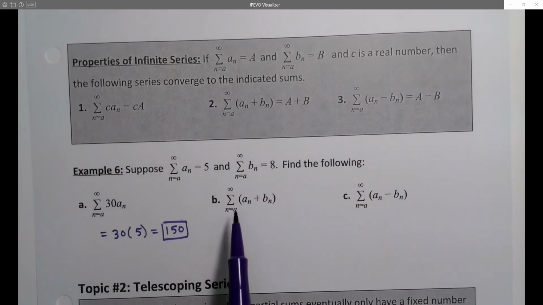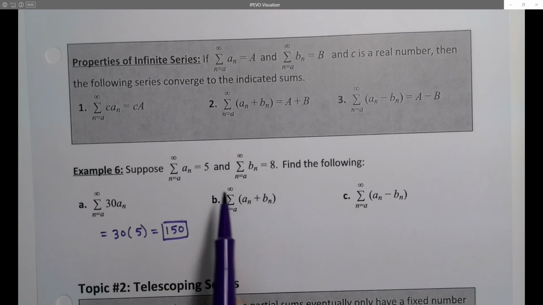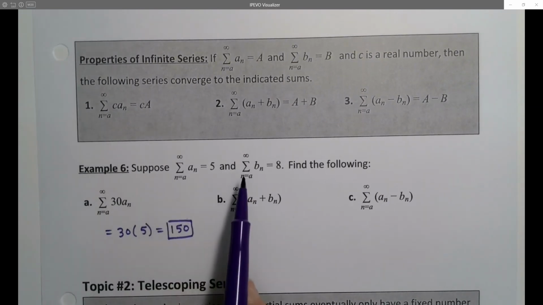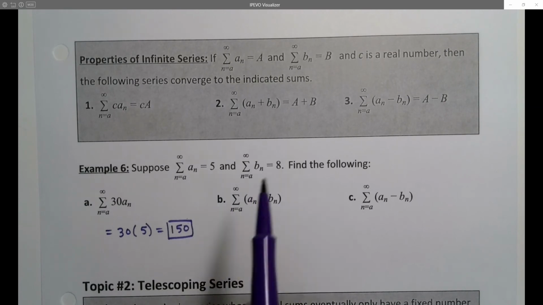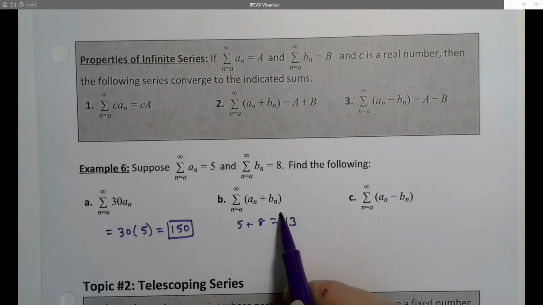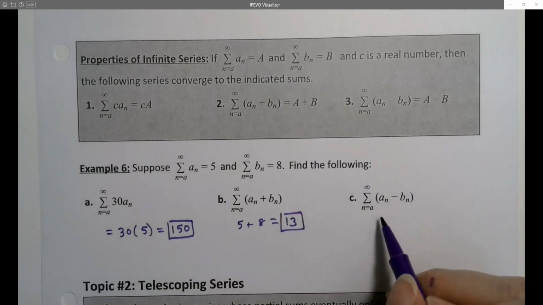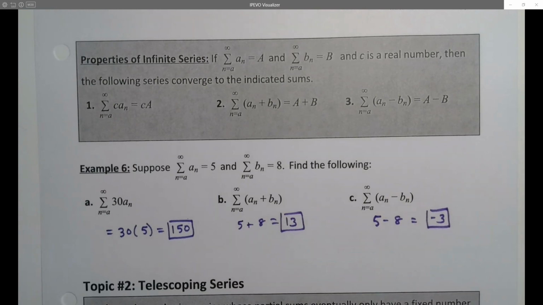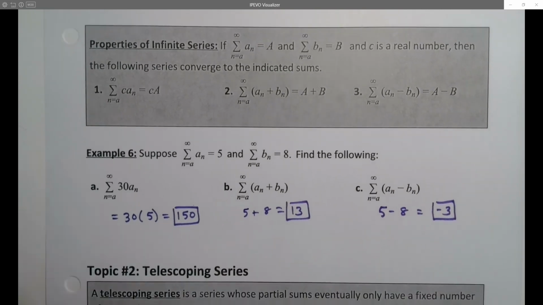So I have to start at a for both a sub n and b sub n, which they do. So I'm fine, right? So if this was 7, then this one's 7. They have to start at the same spot. This one would be 5 plus 8, which would be 13. And this would be 5 take away 8, which would be negative 3. There we go. Simple as that, right?